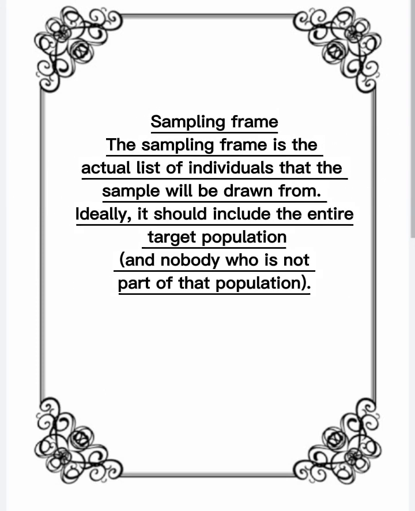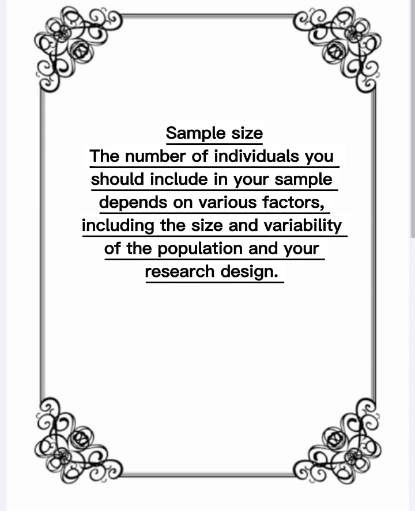Sampling frame. The sampling frame is the actual list of individuals that the sample will be drawn from. Ideally, it should include the entire target population and nobody who is not part of that population. Sample size. The number of individuals you should include in your sample depends on various factors, including the size and variability of the population and your research design.